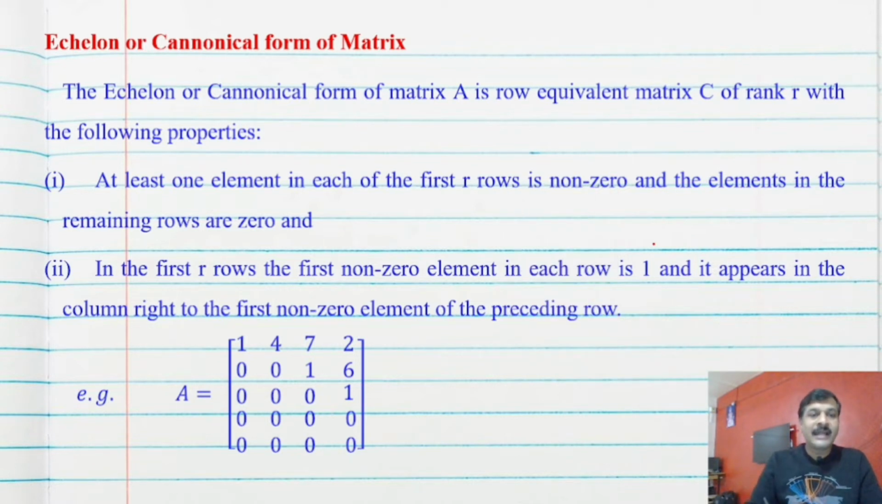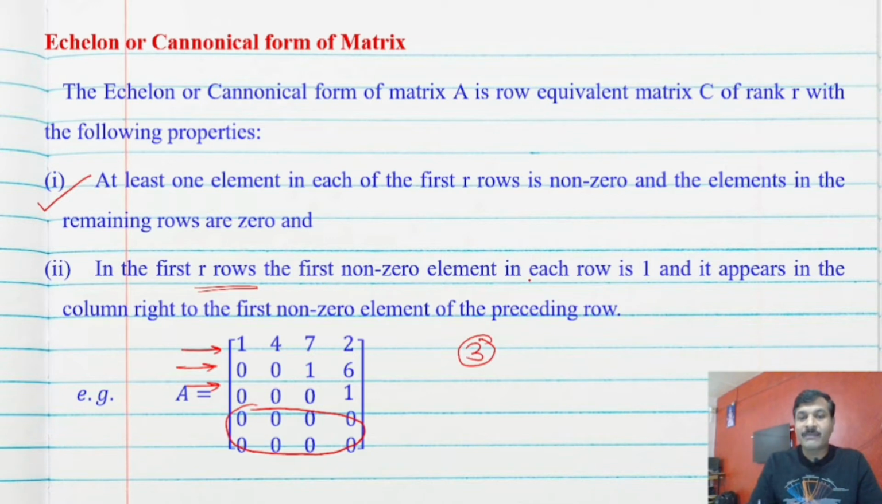So is it an echelon or canonical form of a matrix? Definitely. So what is the rank? It is 3. You can see here in the first 3 rows there is at least one non-zero element, and the remaining rows contain all 0 elements. That is the first condition. And the second condition is that in the first R rows, meaning here the first 3 rows, the first non-zero element in each row is 1. You can see here 1. The first non-zero element of the second row is 1. The first non-zero element of the third row is 1.